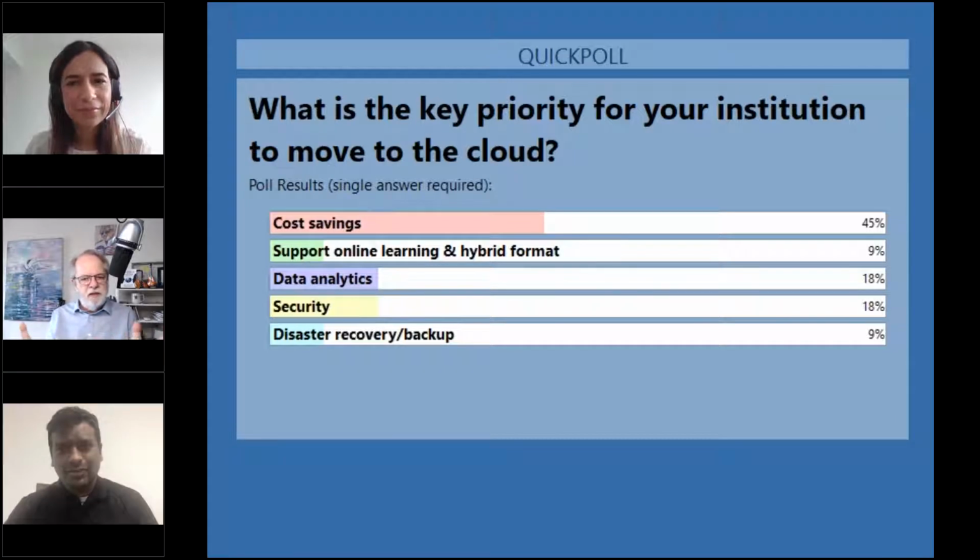Cost savings 45%. That's hefty. And we talked about this, that cost is an important part for this audience. Support online hybrid formats, data analytics, about 20%, security and disaster recovery.